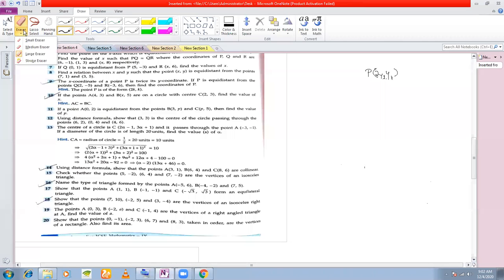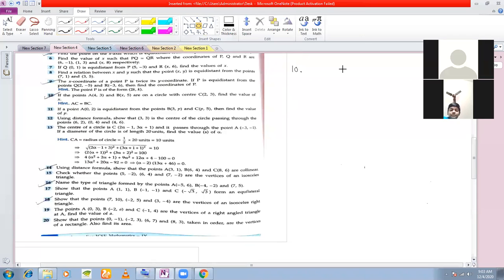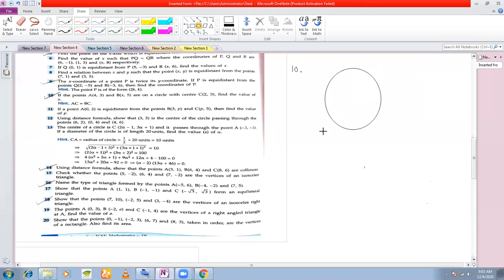Okay, so let us now solve number 10. If you read, the problem states that if the points A and B are on a circle with center C 2 comma 3, find the value of x. So let's draw a circle and take 2 points on the circle. You have a circle here. You have 2 points on the circle. The point A 4 comma 3. So this point is on the circle.